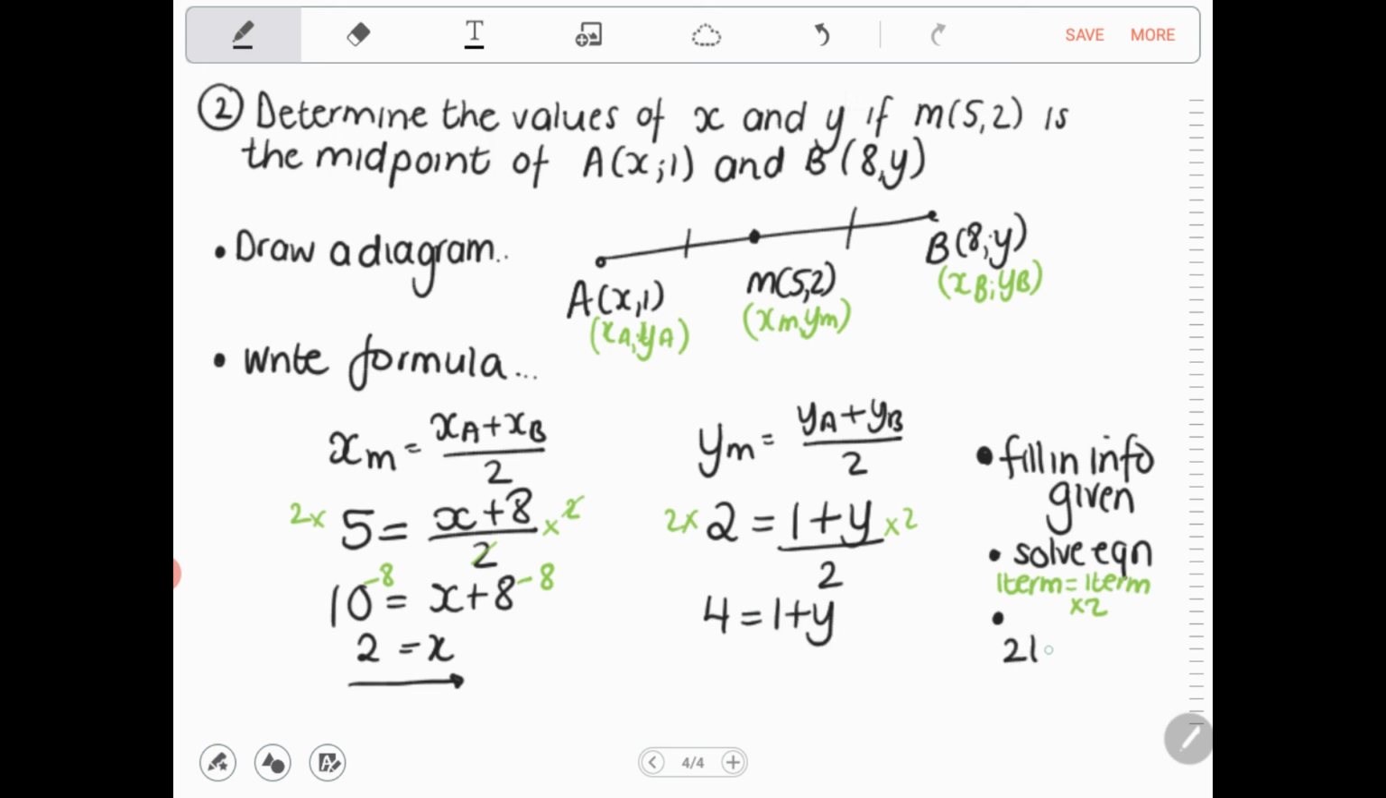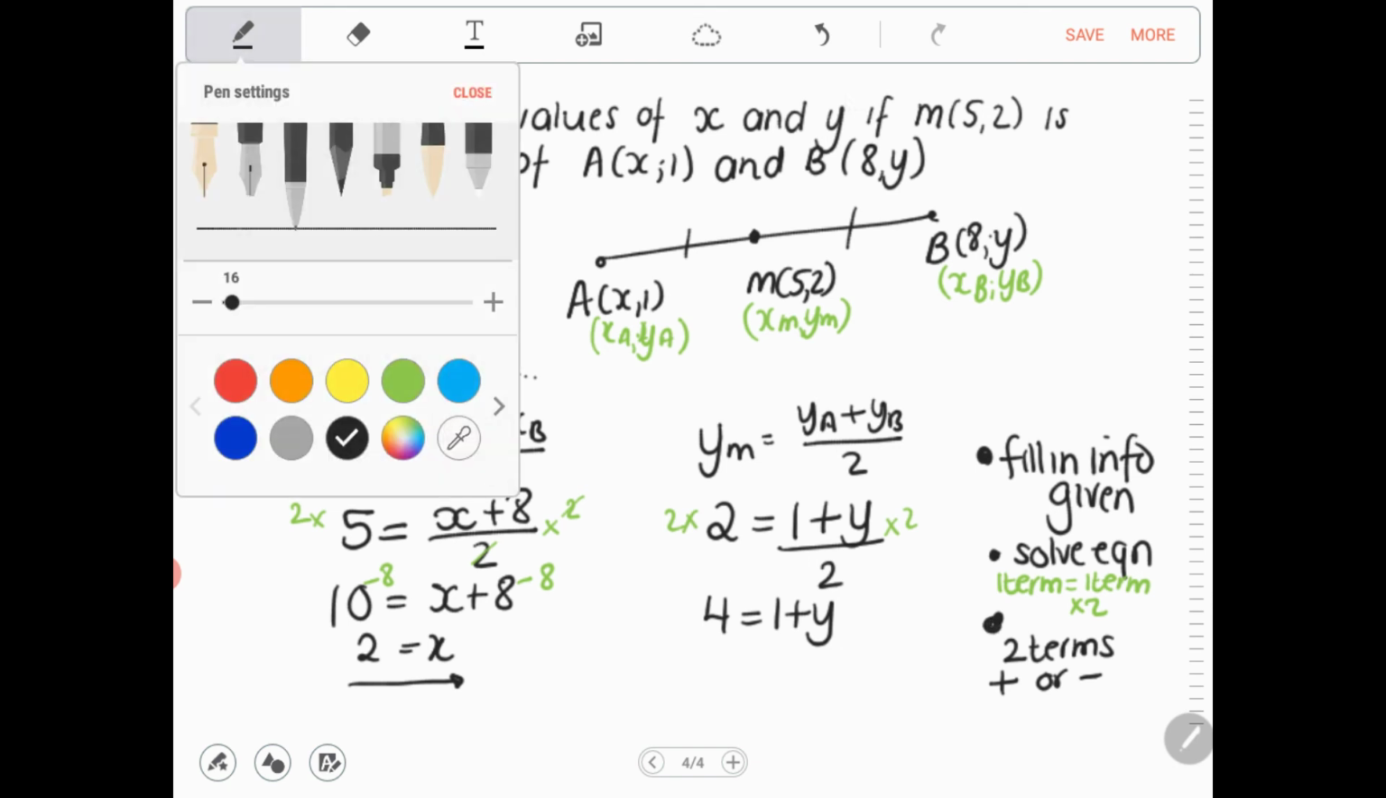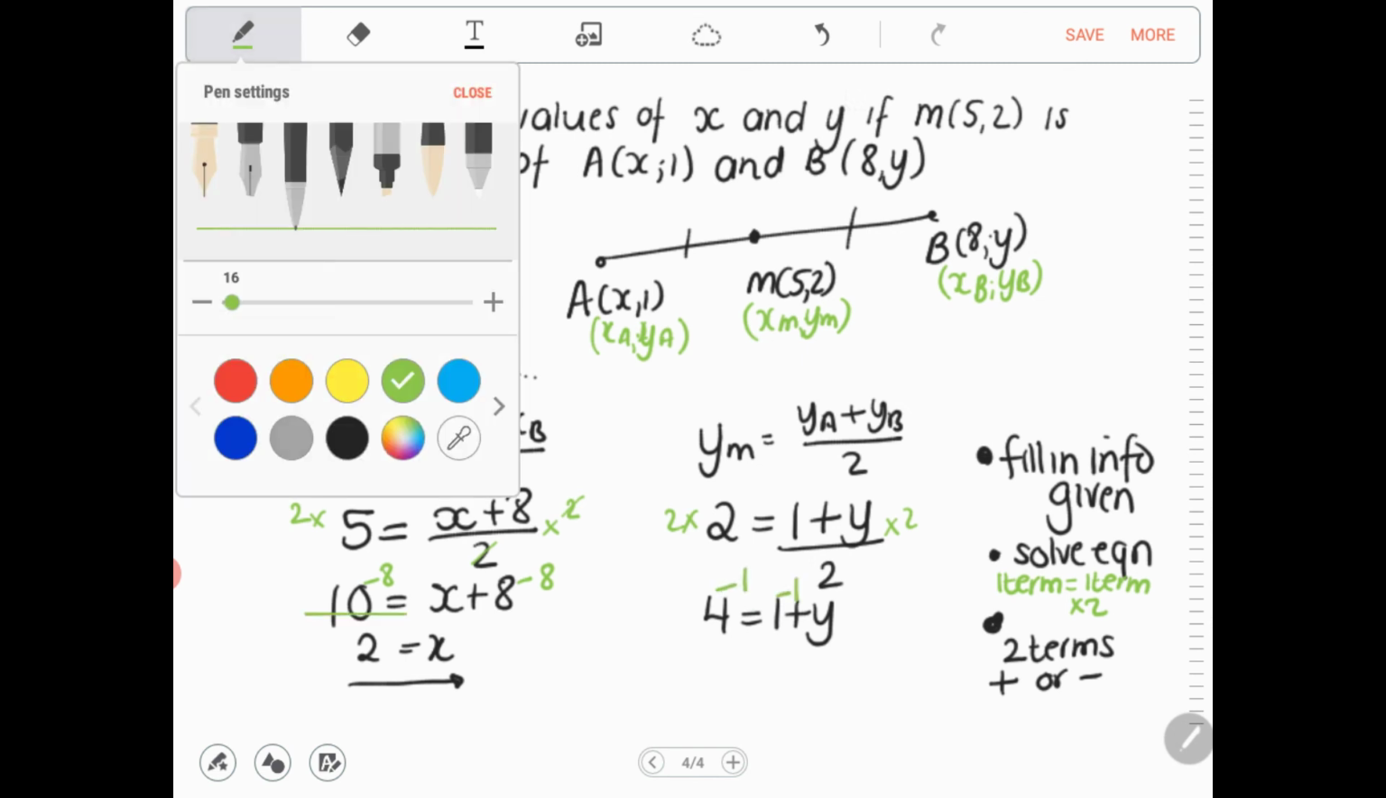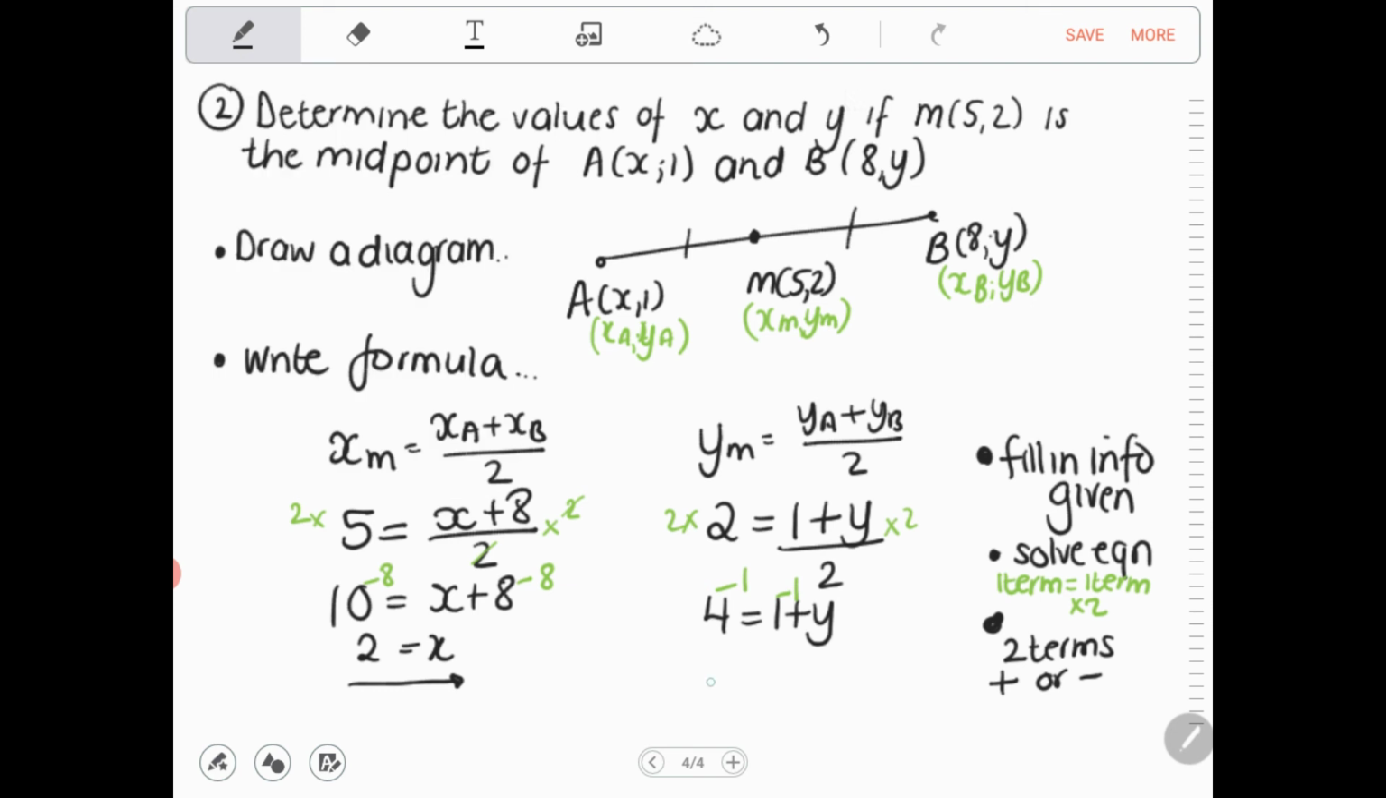And then, because we have 2 terms now, we must add or subtract depending on what we need to do to get that y or the x alone. Okay, there's a positive 1, so again I have to subtract 1 from both sides. So 3 would be equal to the y. Now I can't put this x and y together because they're not an ordered pair. The x belongs in A and the y belongs in B. So we would leave the answer to the question like that.